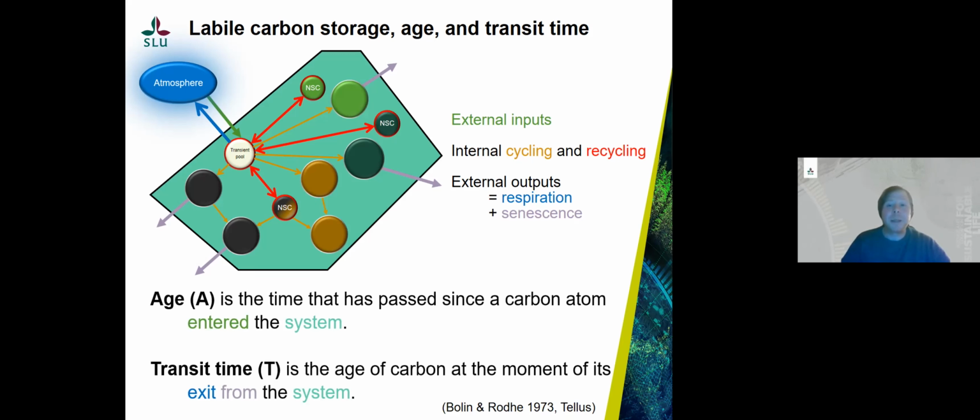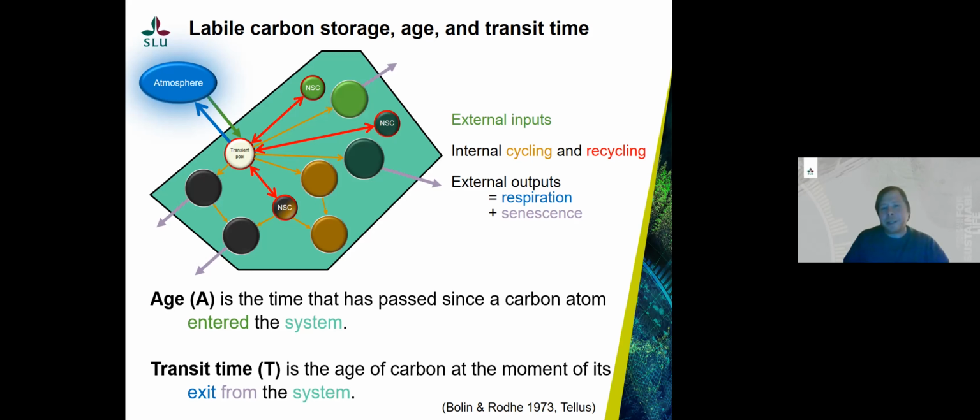As far as I know, Bolin and Rodhe were the first ones to conceptualize age and transit time of, let's say, carbon or any other kind of amount in ecological systems. And they came up with the ideas that age is the time that has passed since a carbon atom entered the system. In our case, the time that has passed since the carbon atom has been fixed by photosynthesis. And transit time is the age of carbon at the moment of its exit from the system. This means we can also think of transit time as the time span between the carbon atom entering the tree and leaving the tree.